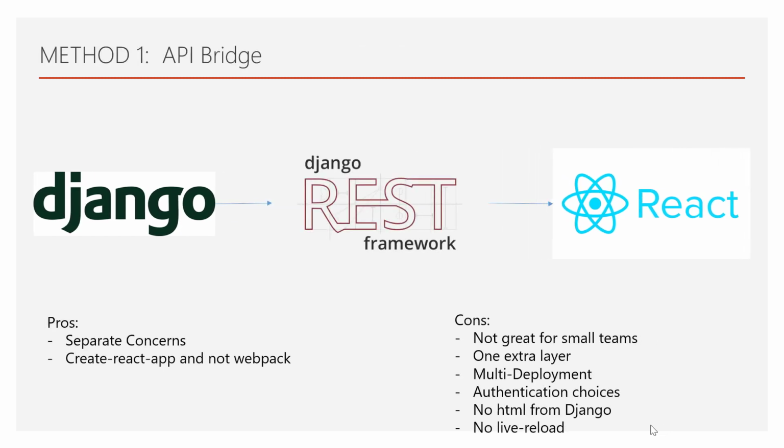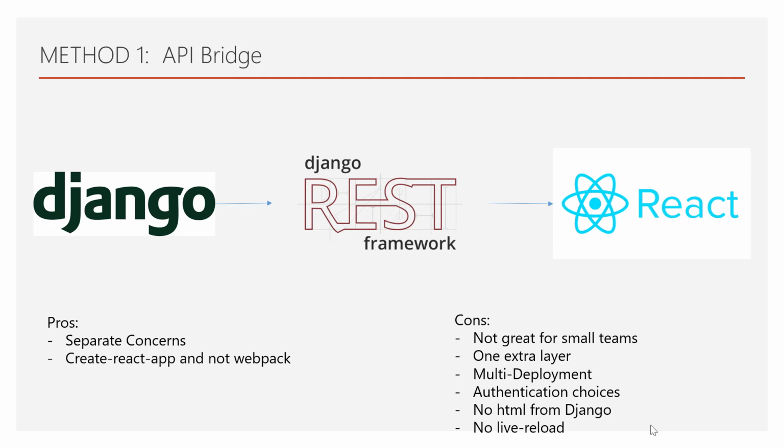The easiest way of doing this is creating a REST framework, sort of like an API bridge, where Django lives by itself on the back end and React lives independently on the front end and they are sort of like separate entities. The biggest advantage here is that you get to separate your concerns, and in this use case you can use Create React App to bootstrap your React application, which is a bit easier. But that's where the advantages end. A lot of problems arise with this approach, even if it's the easiest, are the following.